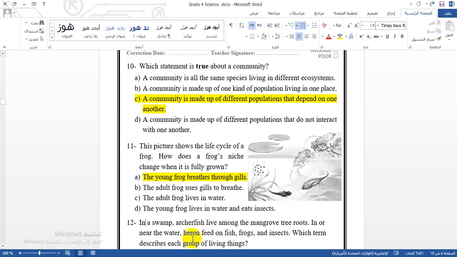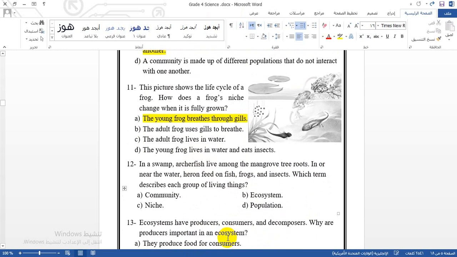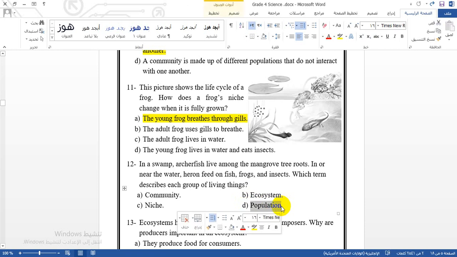Okay. In a swamp, archerfish live among what? Mangroves, the tree roots. This is a kind of fish that lives where exactly? In the tree roots, in or near the water. Herons feed on fish and frogs and insects. Which term describes each group of living things? We are talking about something we call what? Population. Each group of the same individuals is what? Our populations.